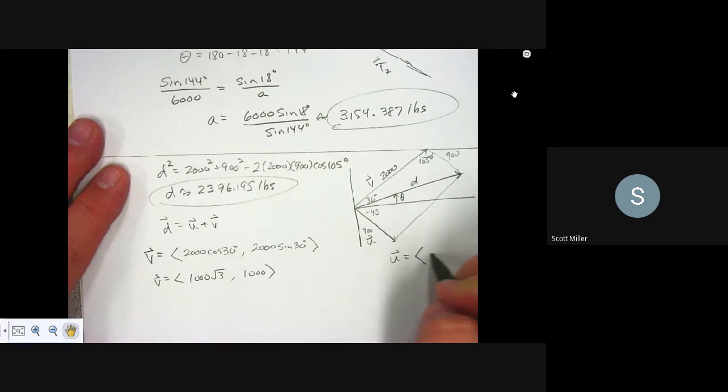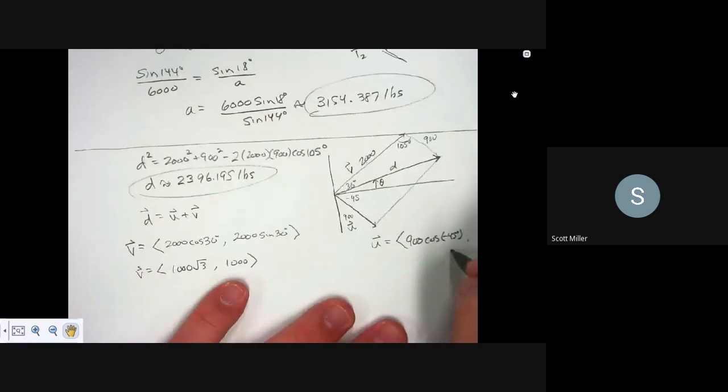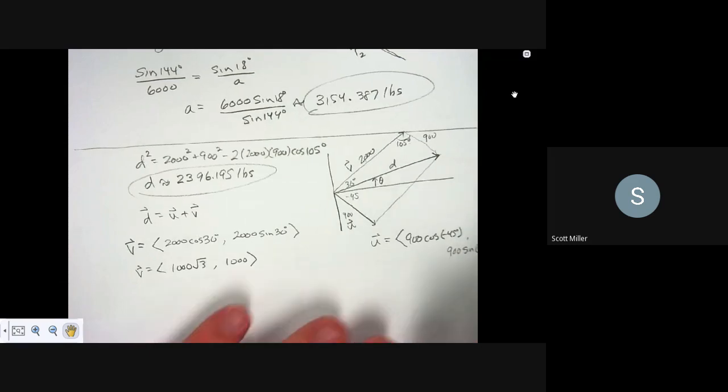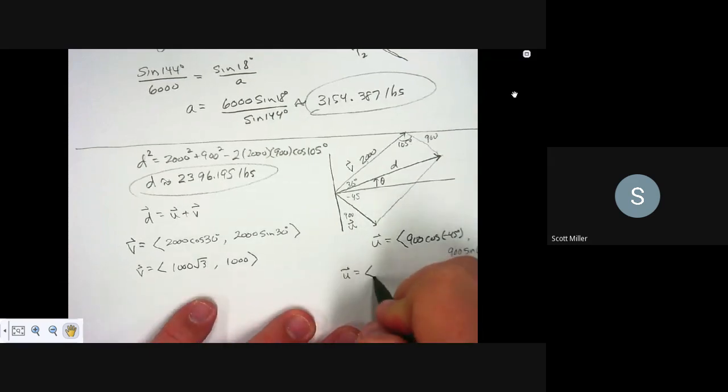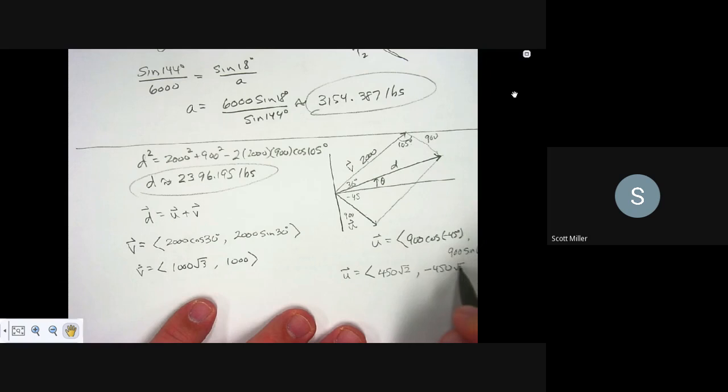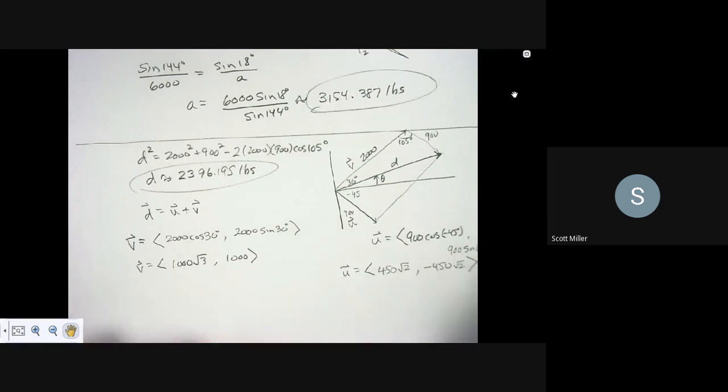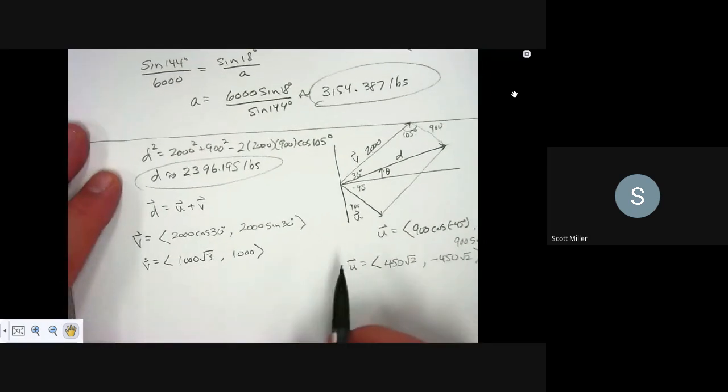I can do the same thing for vector U. Vector U is going to be the magnitude times the cosine of the angle, and then 900 times the sine of the same angle. So U, if I work this out, this is the square root of 2 over 2. So this is going to be 450 times the square root of 2, and this down here would be a negative 450 times the square root of 2. So that is vector V, that is vector U, and I need to add them.